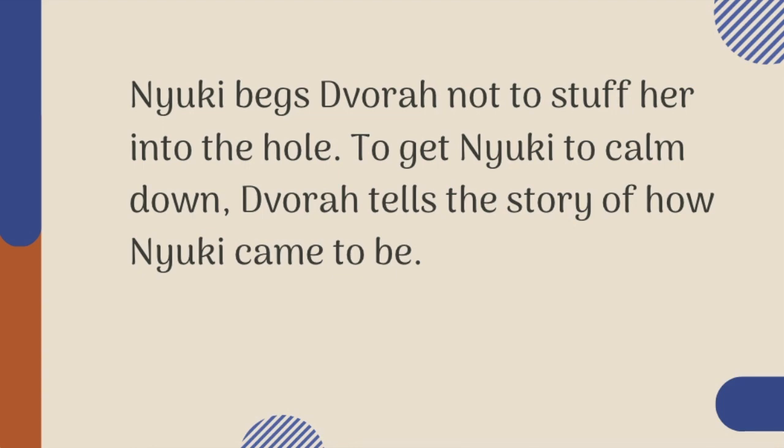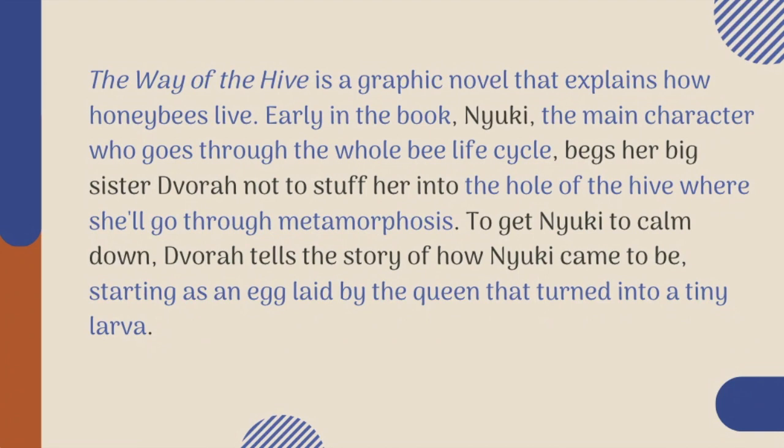So I'm going to need to add some context here for you, my unfamiliar reader, so that this makes sense. And it might look something like this. The Way of the Hive is a graphic novel that explains how honeybees live. Early in the book, Nayuki, the main character who goes through the whole bee life cycle, begs her big sister Devora not to stuff her into the hole of the hive where she'll go through metamorphosis. To get Nayuki to calm down, Devora tells the story of how Nayuki came to be, starting as an egg laid by the queen that turned into a tiny larva.